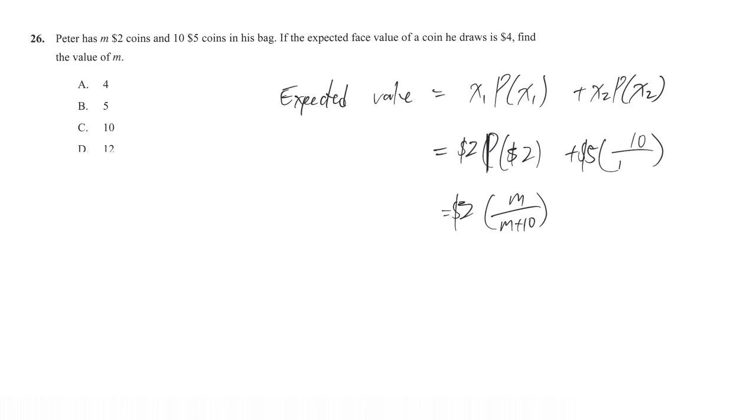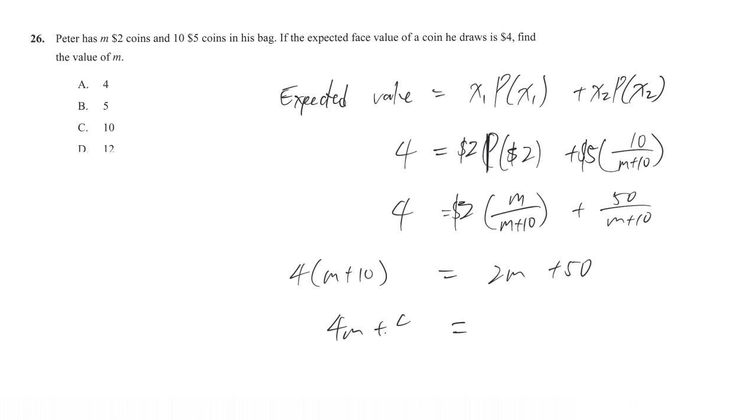10 over total. And then they just tell you that the outcome is 4 afterward. So both sides times M plus 10. And then 4M plus 40 is equal to 2M plus 50. 2M is equal to 10, M is equal to 5.